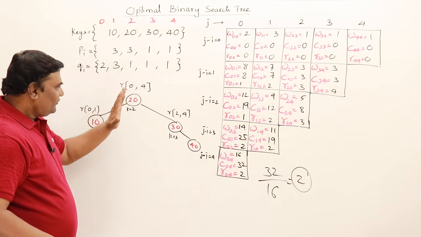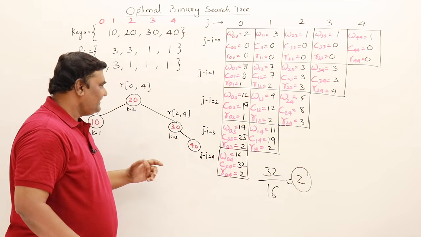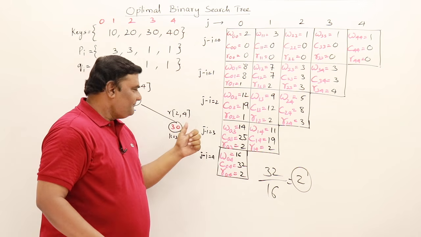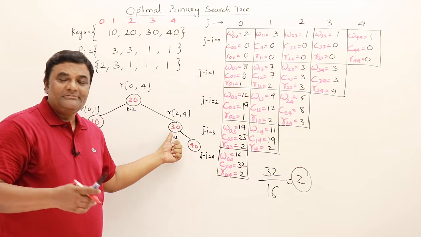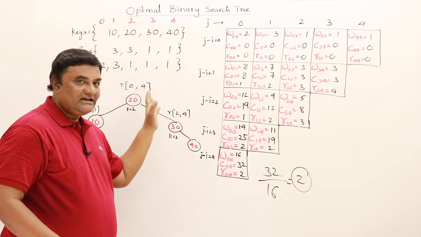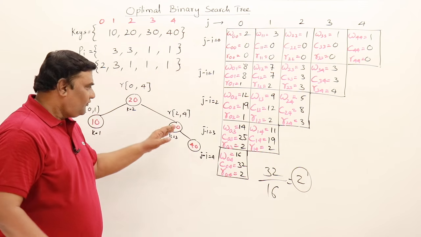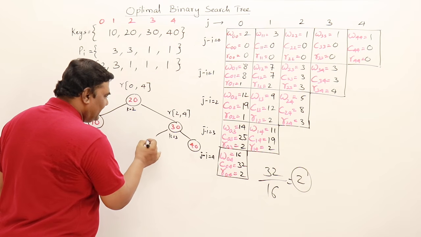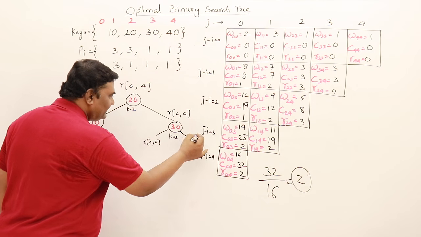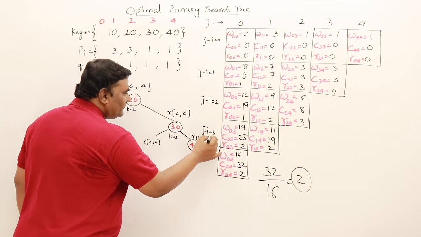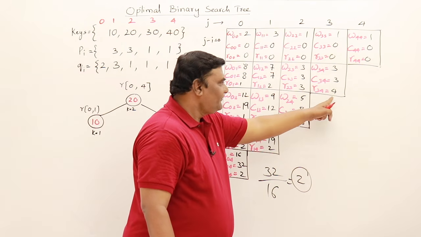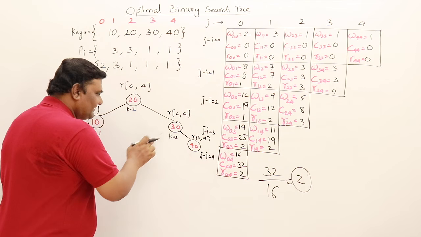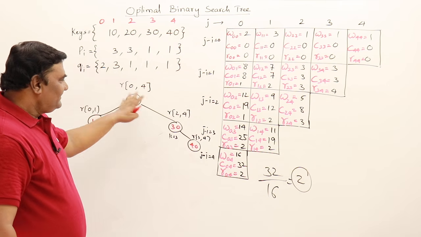So I started from 0 to 4. 0 to 1 goes this side, 2 to 4 on that side. 0 to 1 gave me one key, so this is finished and I stopped there. And 2 to 4 gave me one key, so I stopped here, because only one key is remaining and 40 definitely comes on the right-hand side. If you want to see this further, as the key is 3, on this side this is R of 2, 2 and this is R of 3, 4. Who is R of 3, 4? That is 4. So there is no need for this. This is the null value, that is an external node. So this is the tree.